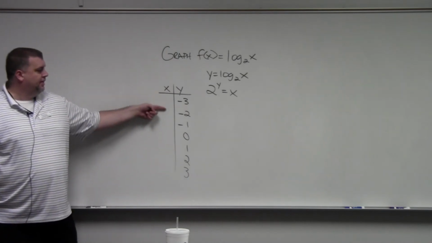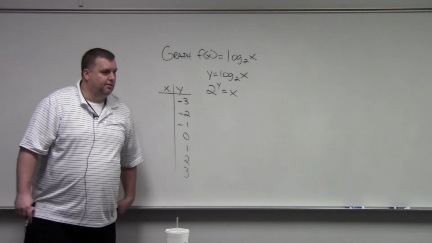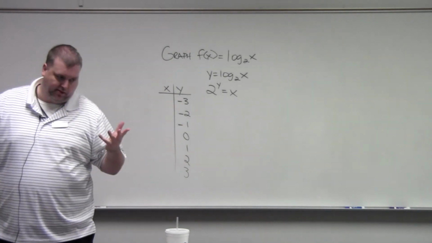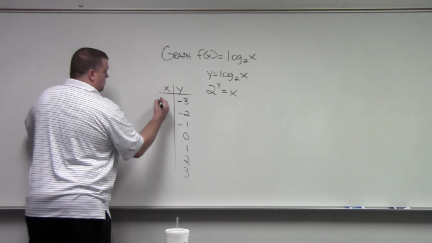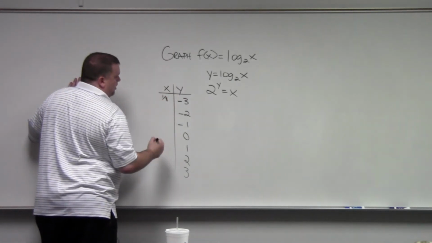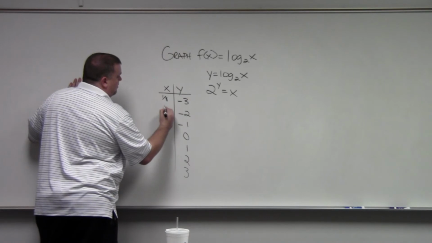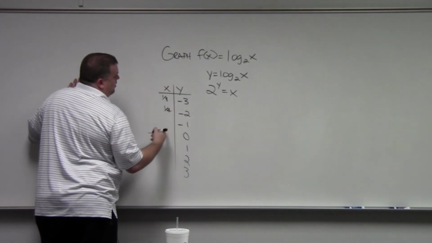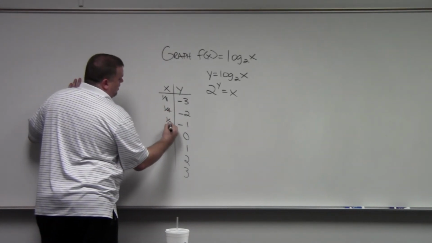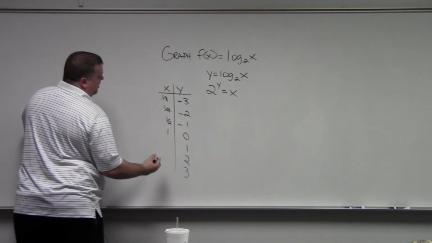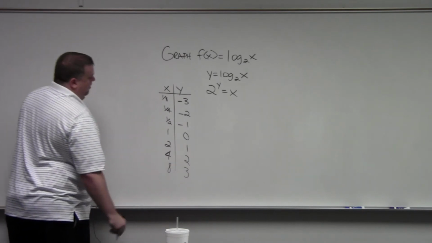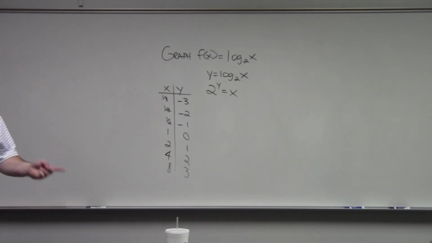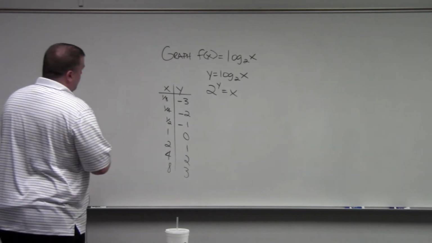So what were these values again? Because they're going to be exactly the same as they were for 2 to the x. They're just going to be in place of x instead of y. So 2 to the negative third power, 1/8. 2 to the negative 2 power, 1/4. 2 to the negative 1, 2 to the 0, 1, 2, 4, 8. The same table as exponential, it's just reversed. And that's because they're inverses of one another.